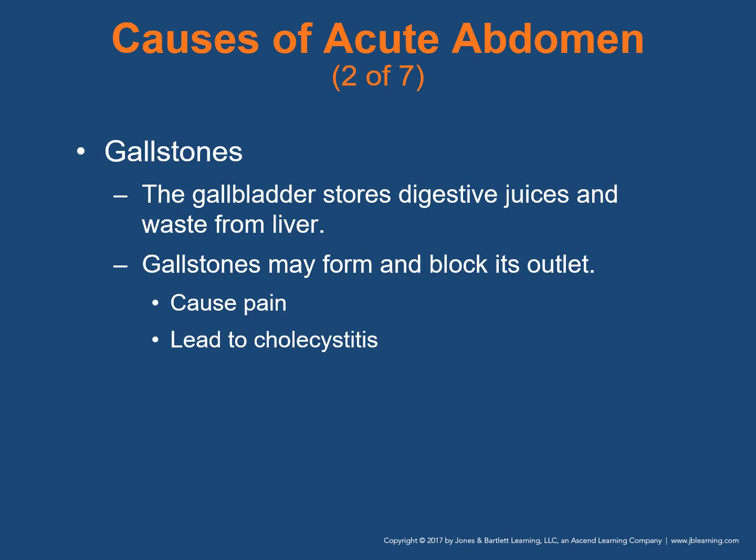Another form of an acute abdomen is gallstones. Gallstones form in the gallbladder, and if you remember from an earlier slide, the gallbladder stores the digestive juices and waste from the liver. When the gallstones form in the gallbladder, they can block the outlet so that the digestive juices and the liver waste can't leave the gallbladder and can't be removed from the body. This will cause pain and lead to cholecystitis, which is inflammation of the gallbladder.